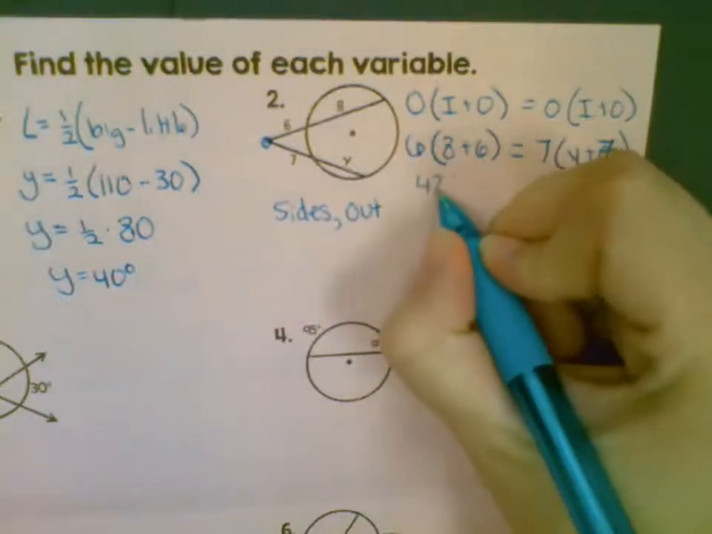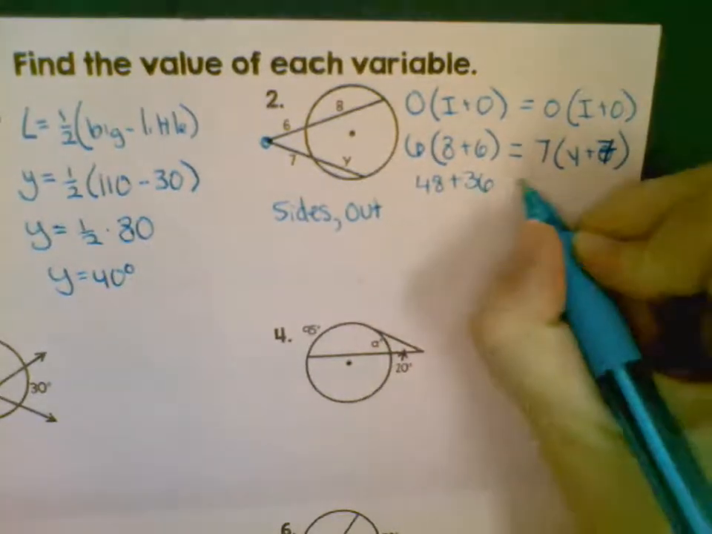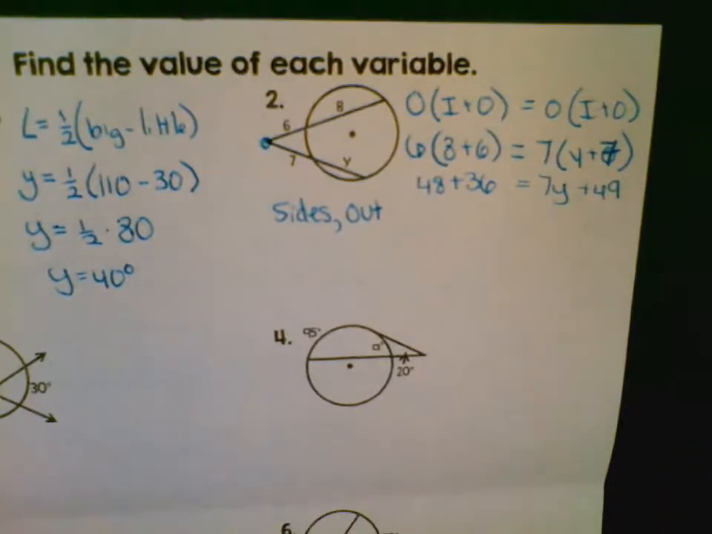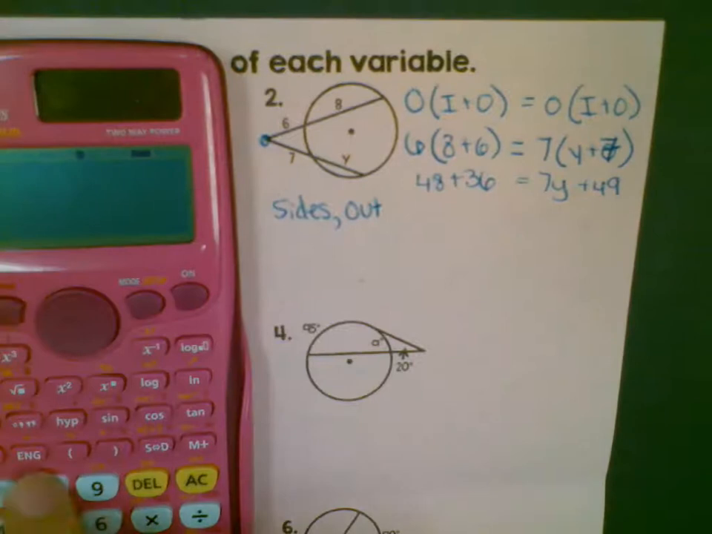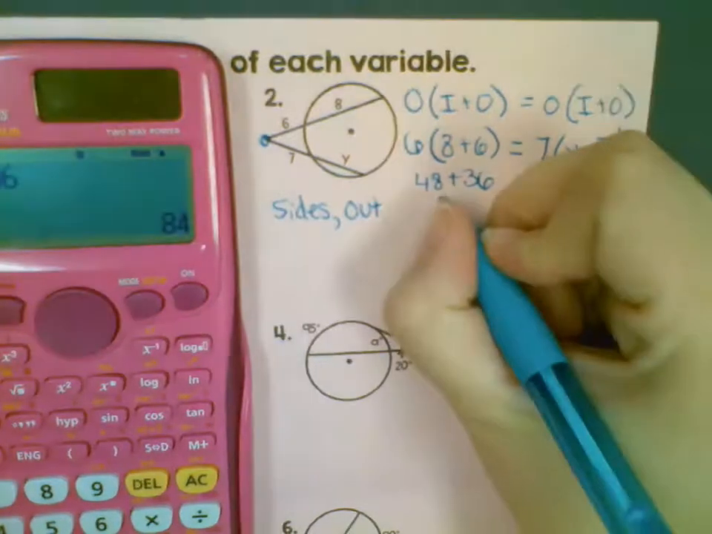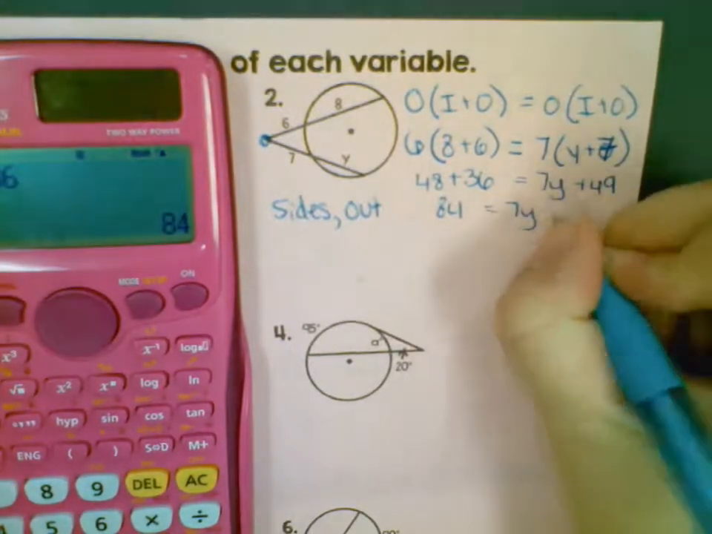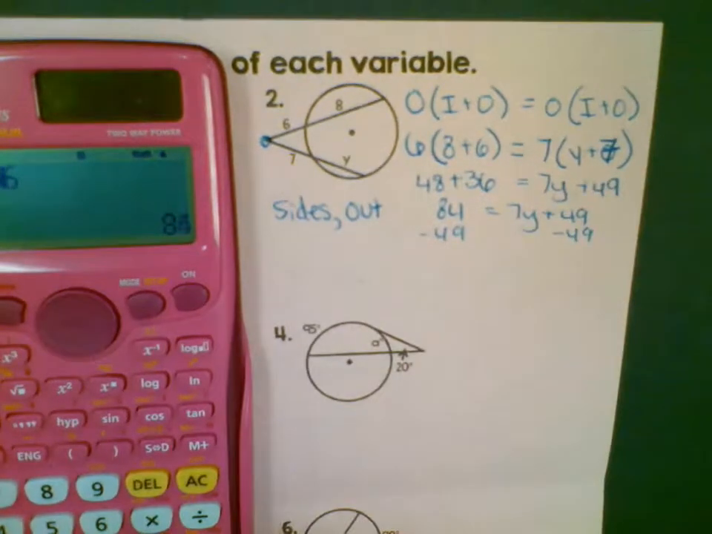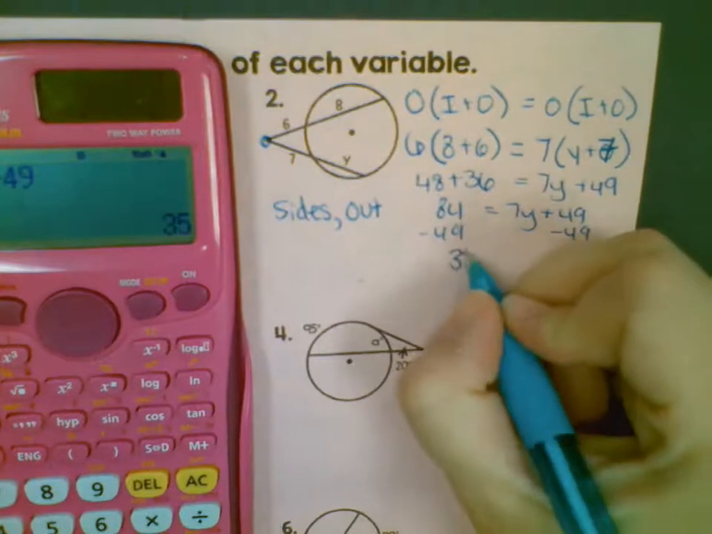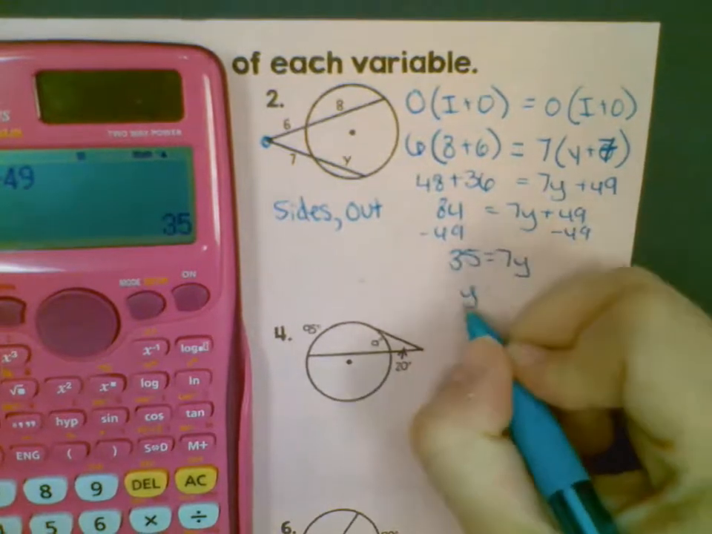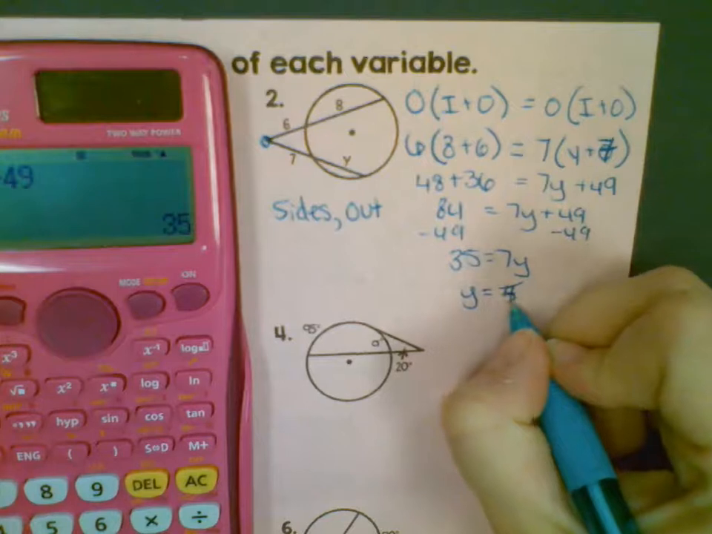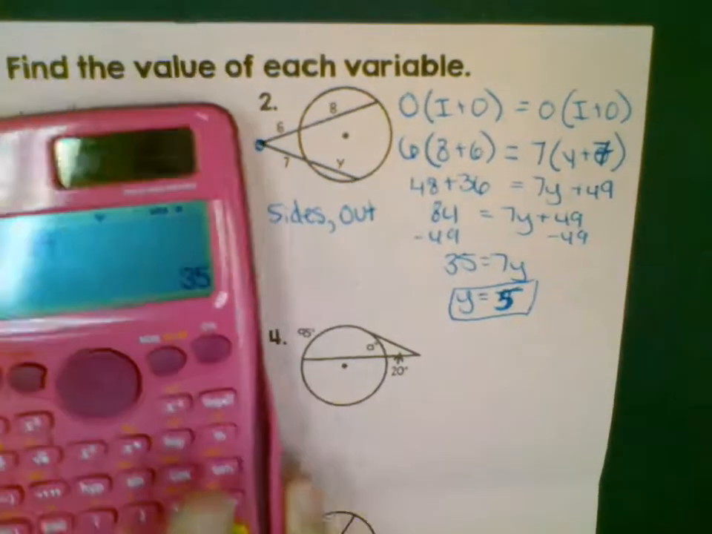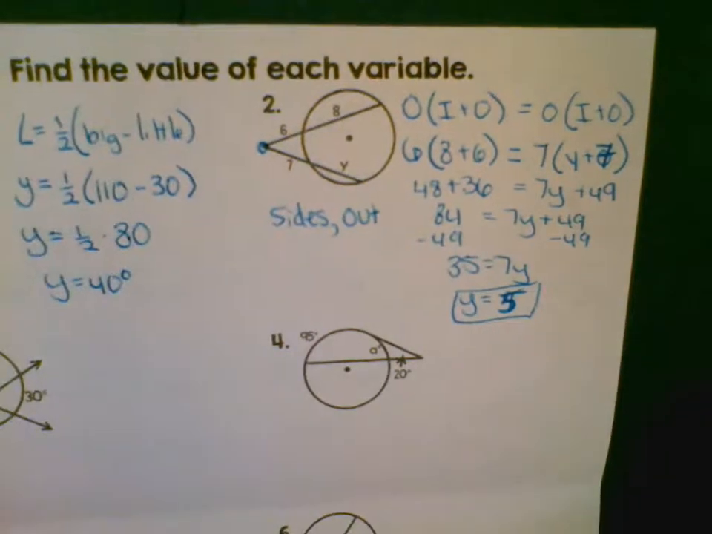So we have 48 plus 36 equals 7y plus 49. So 48 plus 36 is 84 equals 7y plus 49. And then we can just solve it like we would a normal equation. So 35 equals 7y, so y is 5. And that's it. So really the hardest part here is remembering how to set them up.